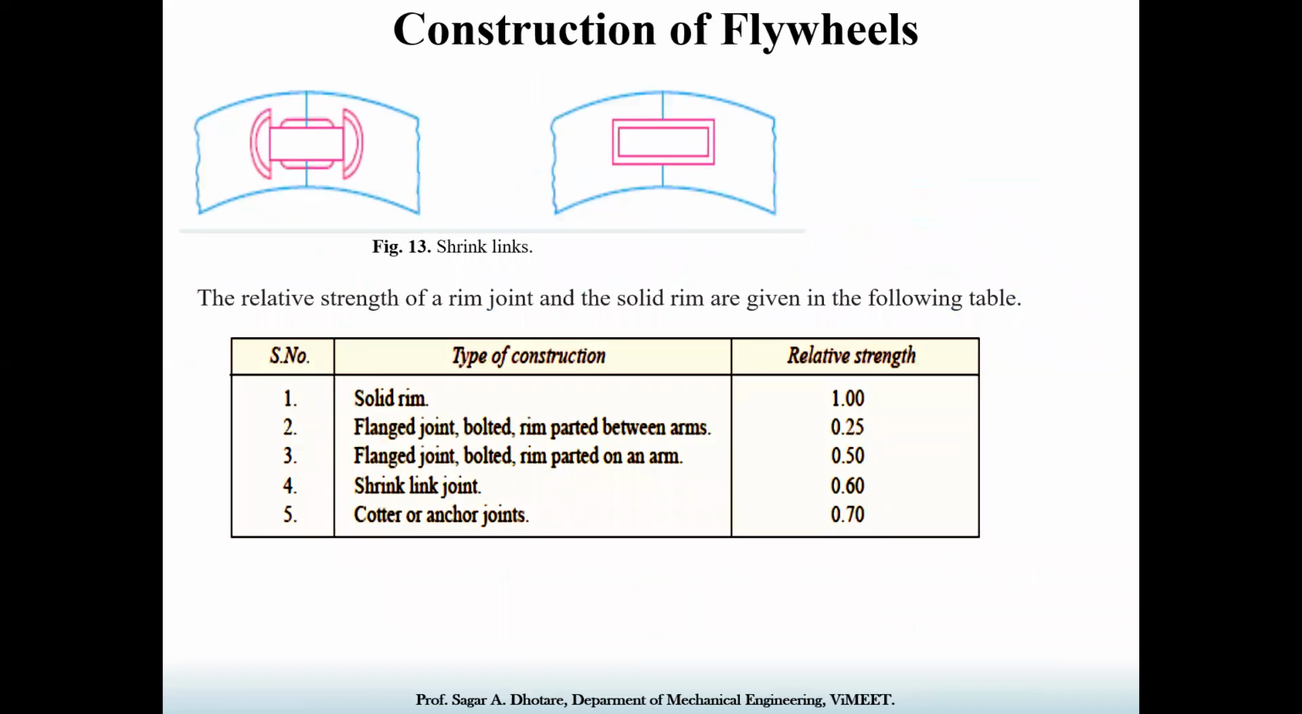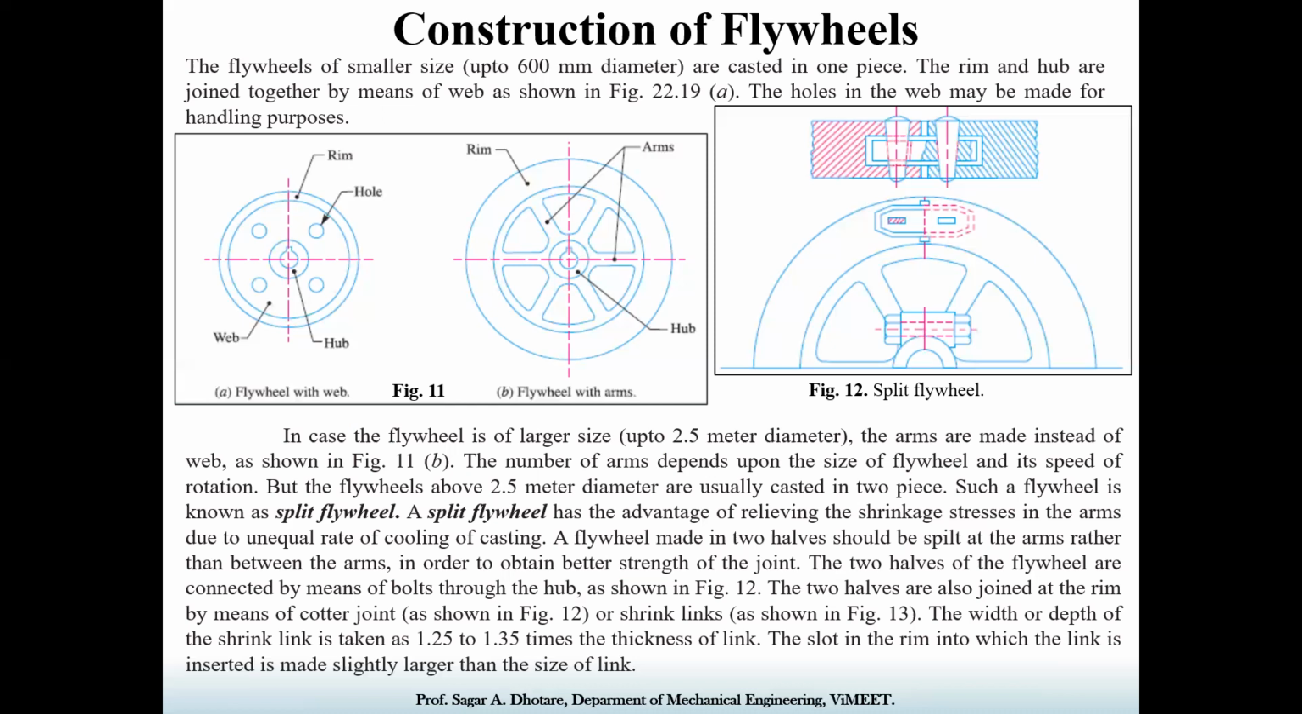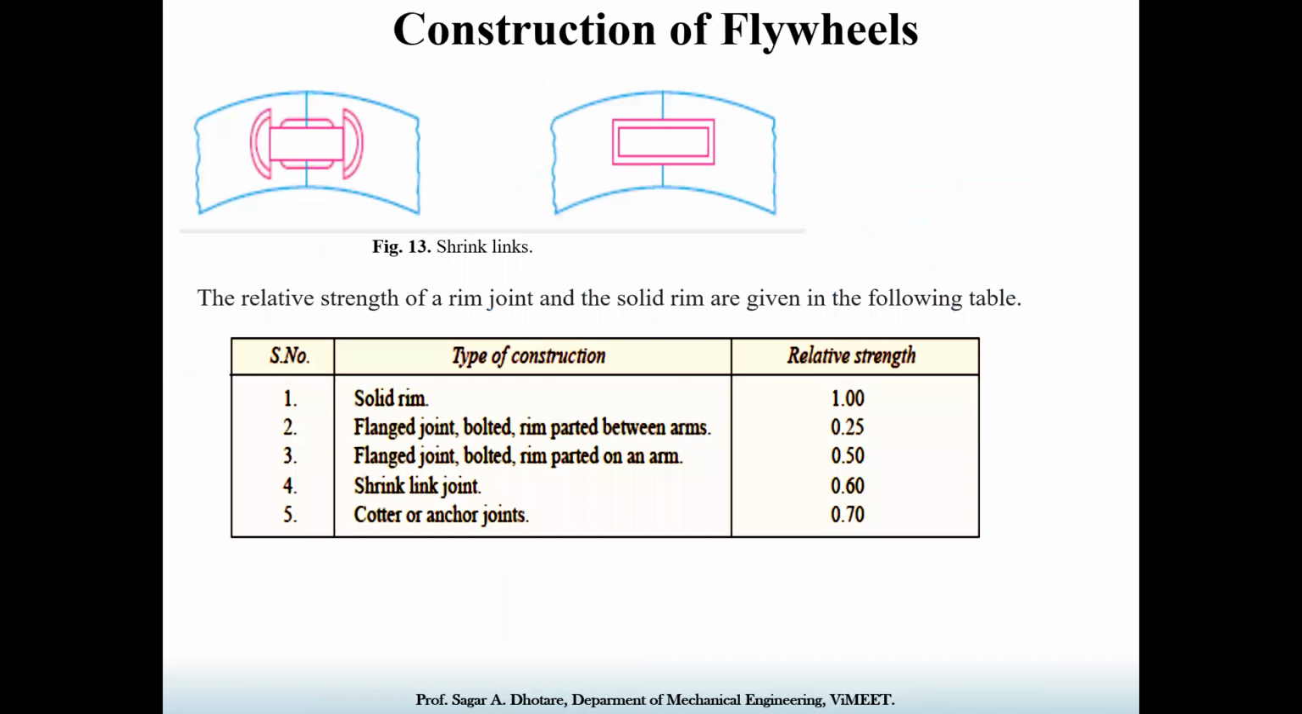The shrinking links. Okay, now these two halves or two parts are joined with these shrinking links. The width and the depth of the shrinking links are taken as 1.25 to 1.35 times the thickness of the link. The slots in the rim into which the link is to be inserted are made slightly larger than the size of the link. Okay, you can look at how these shrink links are joined.